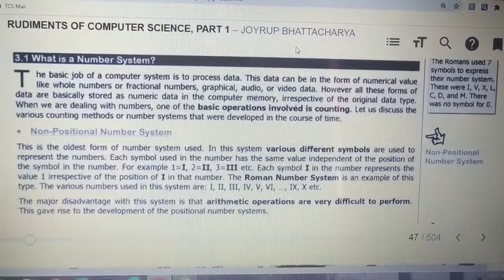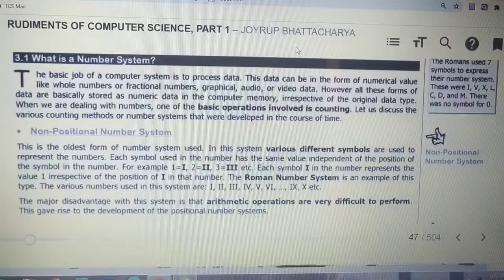What is a number system? The basic job of a computer system is to process data. The data can be in the form of numerical values, whole numbers or fractions, or graphical, audio, or video data. However, all forms of data are stored as numeric data in computer memory. When we are dealing with a number, one of the basic operations involved is counting. Depending upon this counting, two number systems were developed.